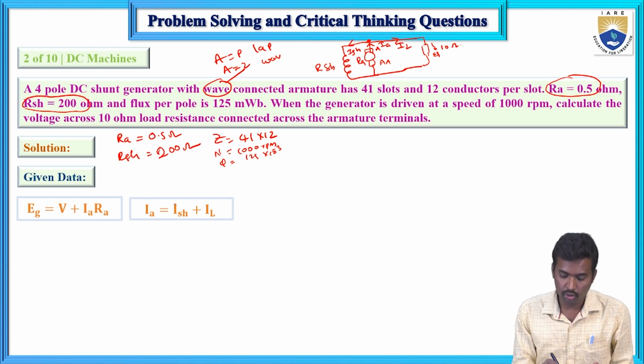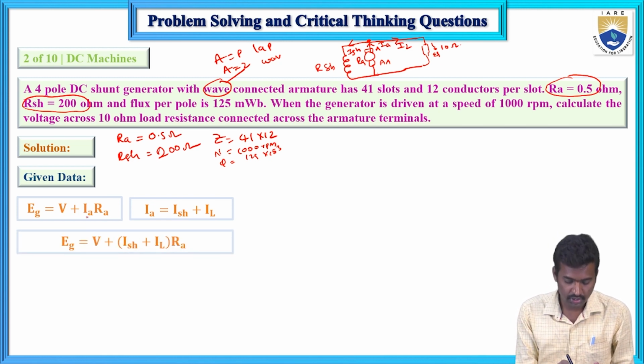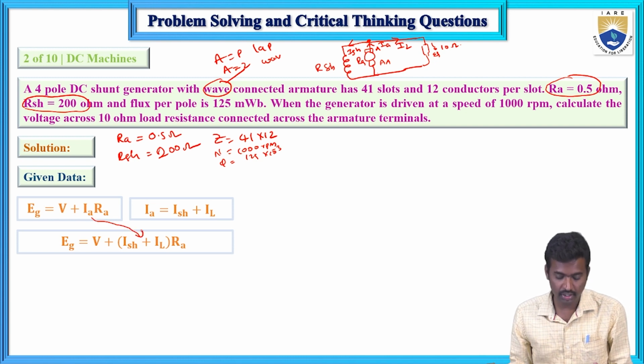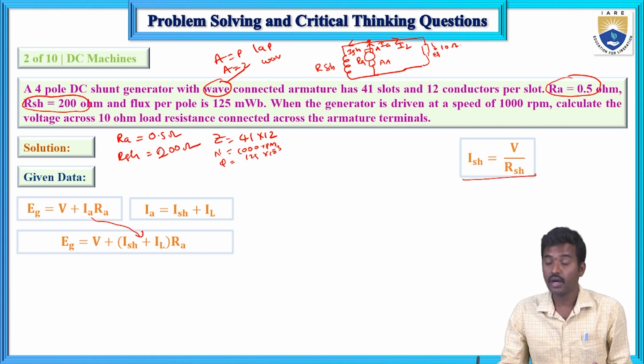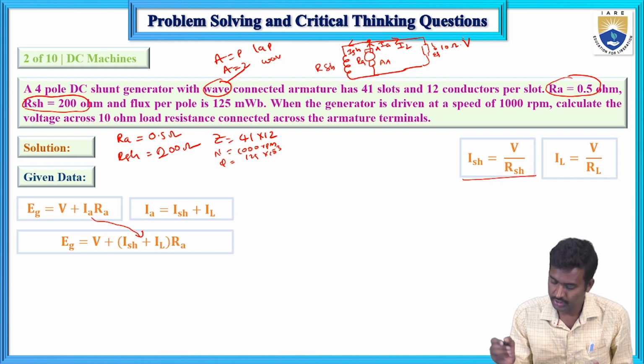Here, what about ISH? ISH equals, now substitute in place of IA, you can write ISH plus IL. What about ISH and IL? ISH indicates total voltage divided by RSH. And IL equals, this is the total voltage.